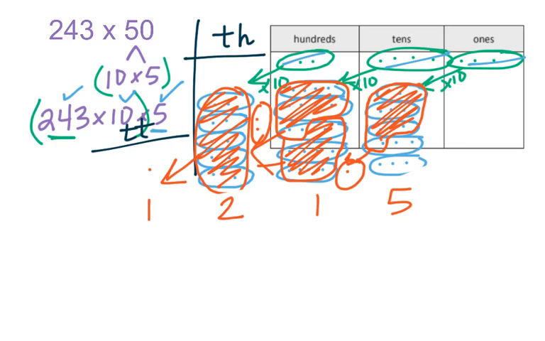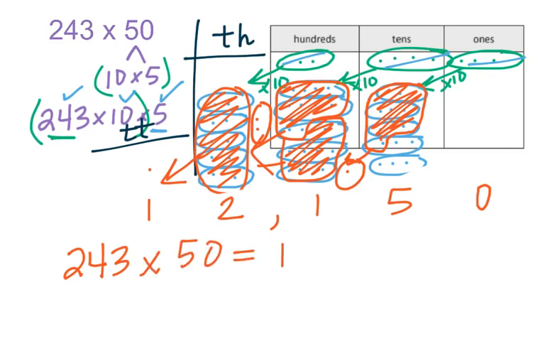So if I go in and fill in my ones place, I have nothing there. Put my comma in. So I'm showing that 243 times 50 equals 12,150. Now, I'm going to show you this problem again, not using the place value chart, and then we'll move on to the area model.